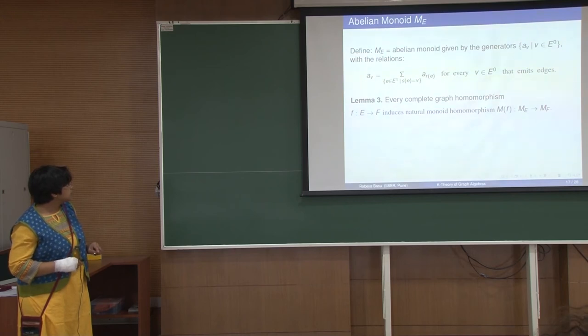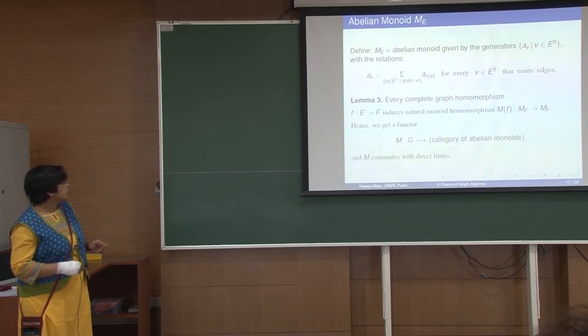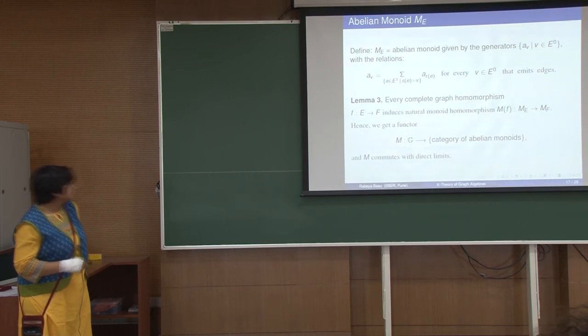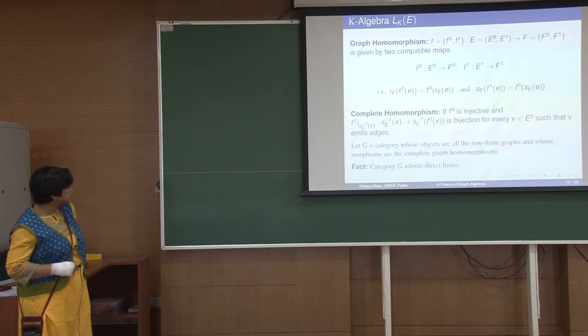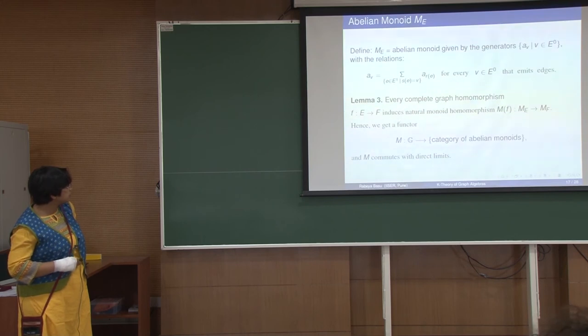Every complete graph homomorphism f induces a natural monoid homomorphism. Now we have a monoid homomorphism M_f from M_E to M_F in a natural way again. Hence, we get a functor M from this category G, you remember? G is a category whose objects are all row finite graphs and whose morphisms are complete graph homomorphisms. This M is a functor from G to the category of abelian monoids, and M commutes with direct limits.